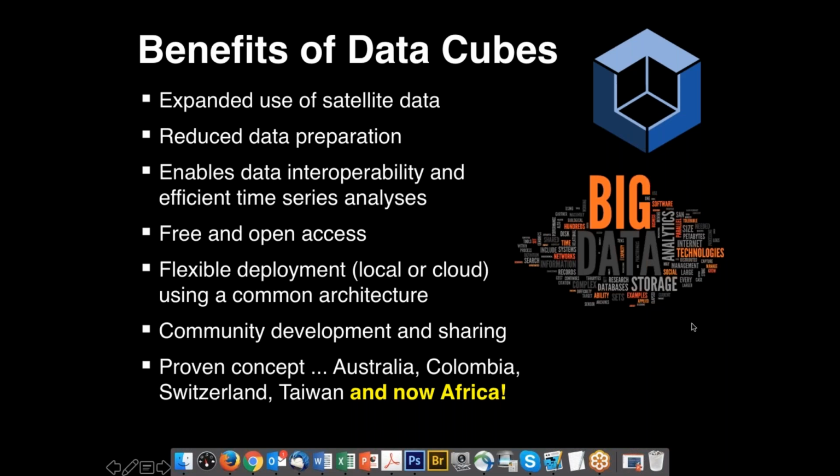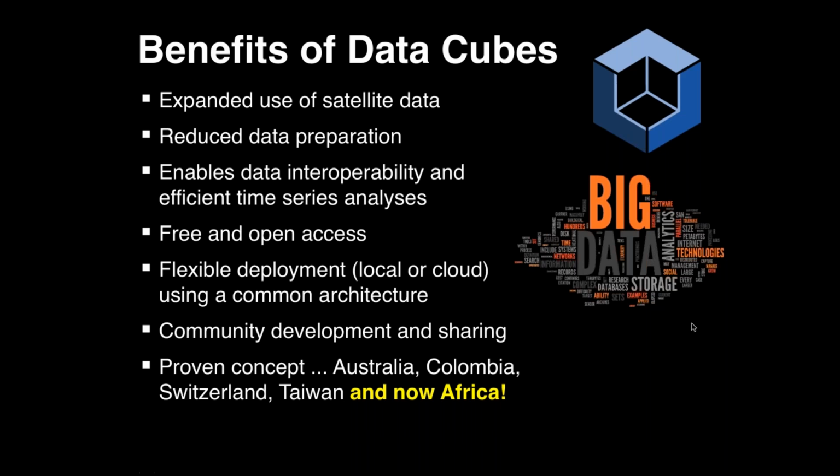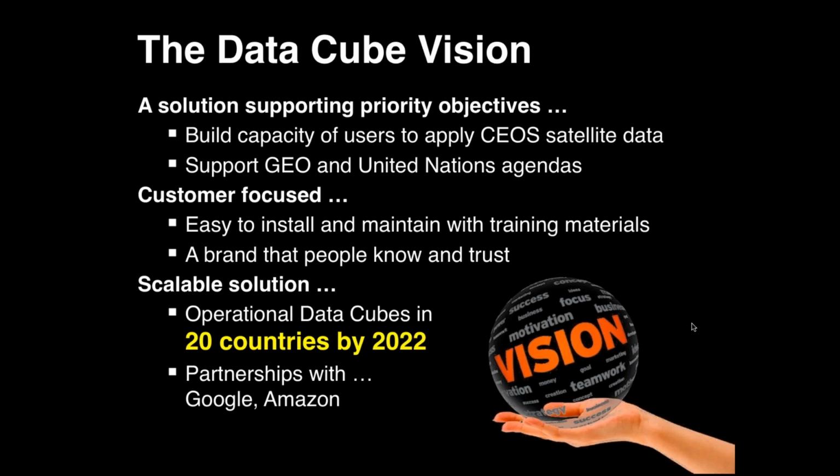Everything we're doing with the data cube is free and open access. As I said, it's open source software. Flexible deployment: we can put the cube, as we have for your case, in the cloud, but it could be done locally as well. And it's proven in a number of countries right now, and certainly now in Africa. Our vision was to build capacity across the world to use our satellite data from all these agencies. The United Nations and GEO are all quite interested in this. We want the data cube to be something that's easy to use, maintain, and to train people on, and that's why we're doing this training now. And it's a scalable solution because we want to be able to go into many countries, and we're developing partnerships with people like Google and Amazon.